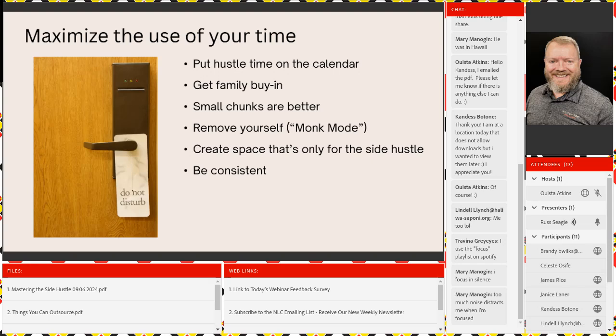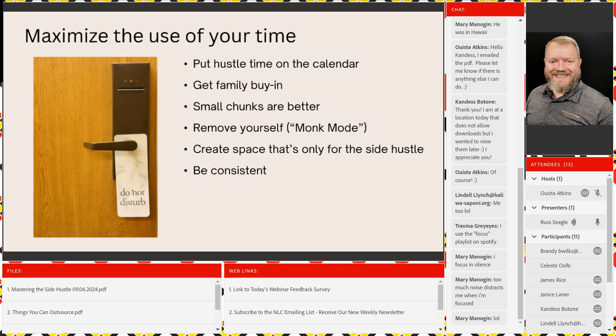But that monk mode really is about separating yourself from the distraction. Create the space that is only for your side hustle. If it's a walk-in closet, if it's your basement, if it's a spare bedroom, again, dedicate that space. This is one of the big things we learned during COVID: when people were working from home, it was easy to sort of blend everything. That's why people had no off switch. They would eat dinner and sit at the dinner table with their computer and work.